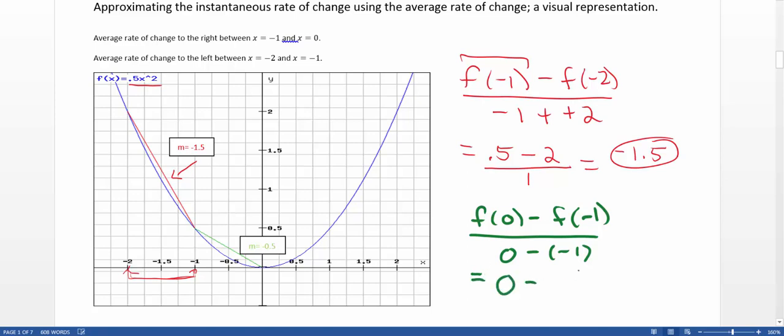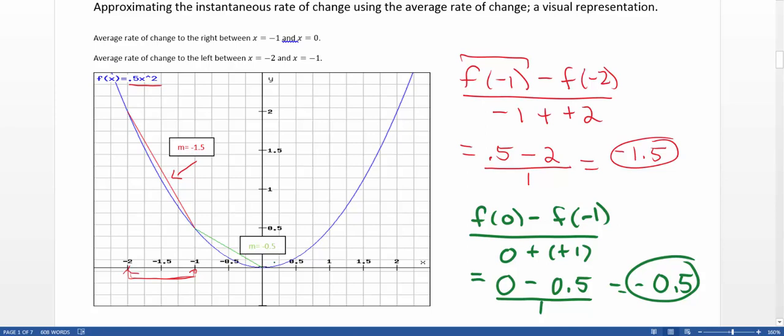So plugging these numbers in, f of 0, if I plug 0 into my function, is going to give me 0, minus f of negative 1 is 0.5, divided by, now on the bottom, the negative and the minus are going to cancel out. So divided by 1 gives me negative 0.5. So the slope of the line between negative 1 and 0 is negative 0.5.